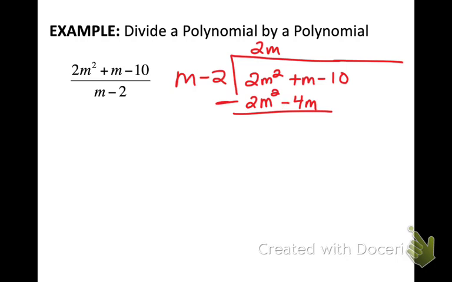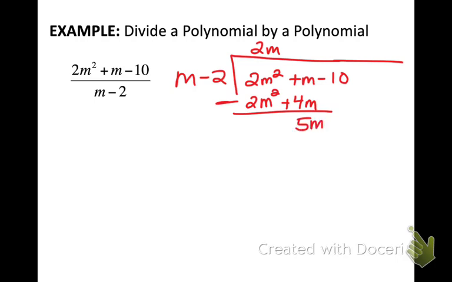This becomes a positive 4m. Because what's going to happen is some people are going to put this result to be a negative 3m when it should not be, and it should be a 5m. So if you do a keep, change, because that's what you do when you minus something, just change your signs right away so you don't make that mistake. So 2m squared minus 2m squared is 0. 1m plus 4m is 5m.